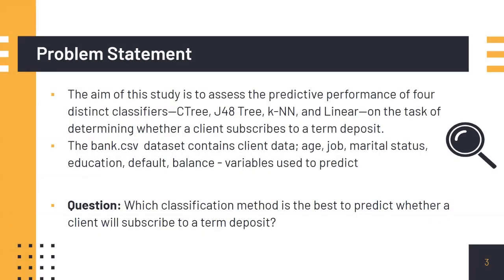To begin with, in our project, we conducted an experiment to assess the predictive performance of 4 different classifiers, known as C-tree, J48, KNN, as well as linear classification. Essentially, our goal was to see which is the best classifier in predicting whether a client subscribes to a term deposit based on a variety of client data variables such as age, job, marital status, education, balance, and many more.